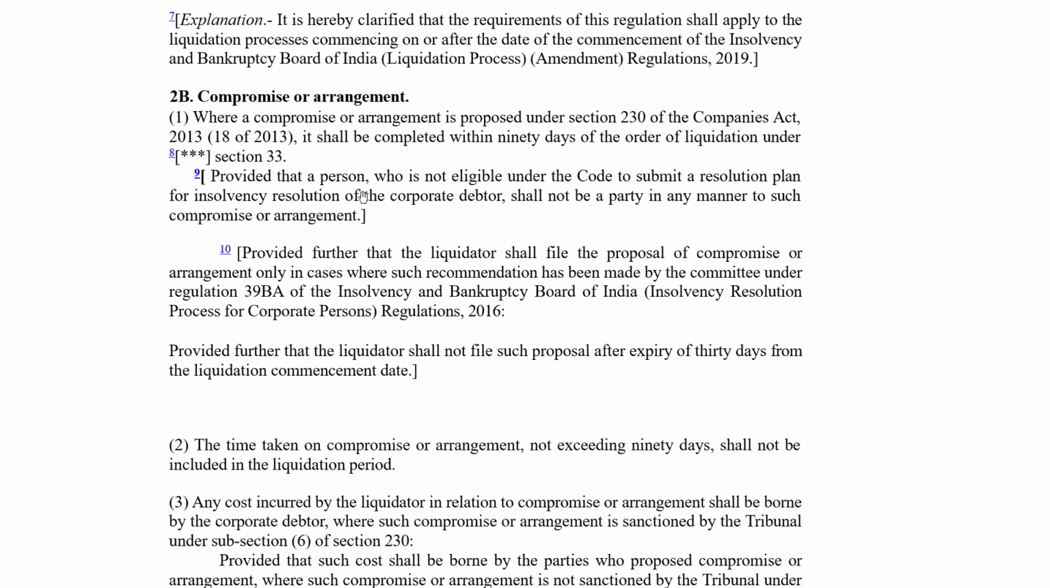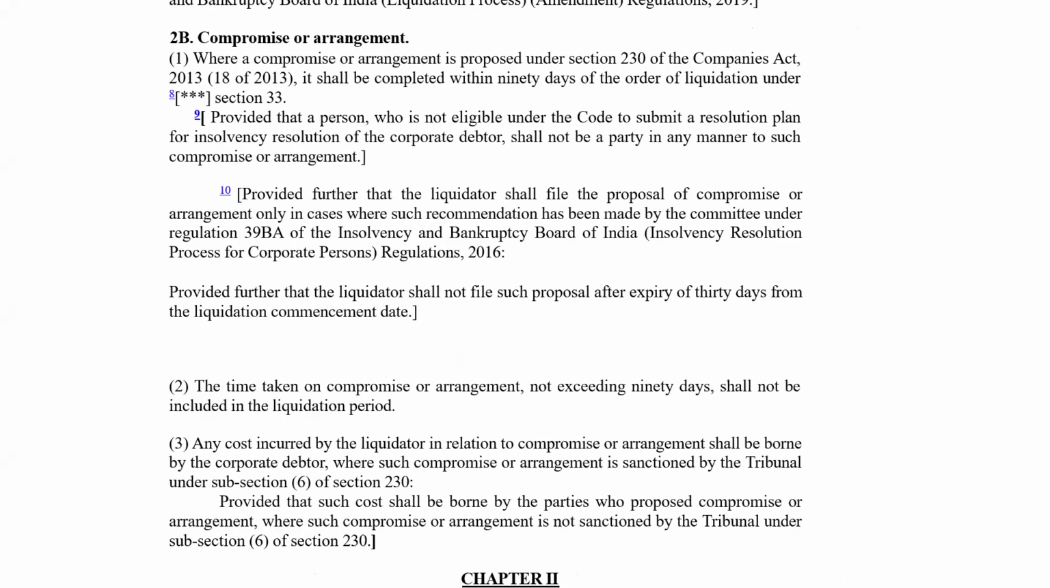Now compromise or arrangement. Regarding this compromise or arrangement, what is the period for this compromise or arrangement in liquidation? 90 days of the order of liquidation. And during compromise or arrangement also, this 29A person cannot be a party. He cannot be a proposer of the scheme. He cannot be a beneficiary of the scheme. He shall not be a party in any manner to such compromise or arrangement.